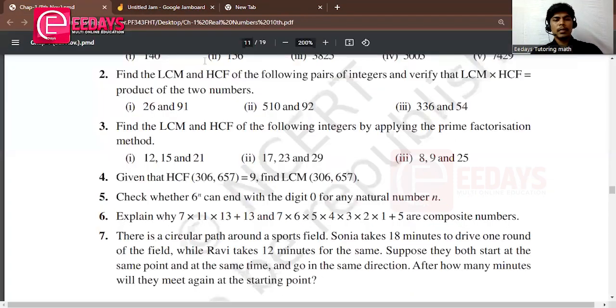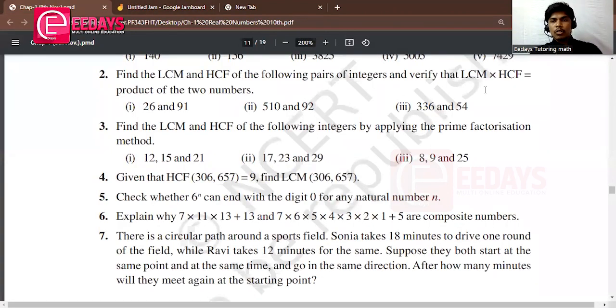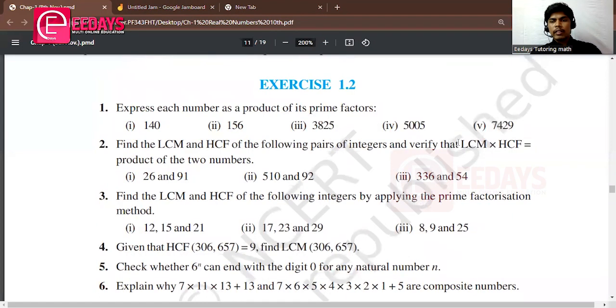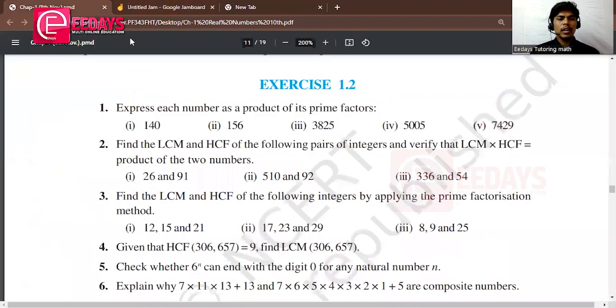First, after being given the numbers 26 and 91, write the prime factors. That is the first step, I think everyone knows it. For verifying, they have already given the hint in the question. Observe carefully. You just take this formula, LCM into HCF is equal to the product of the two numbers, A into B. So I'll get LHS is equal to RHS. Okay, let's move on, and we can apply the same process to the next sum.